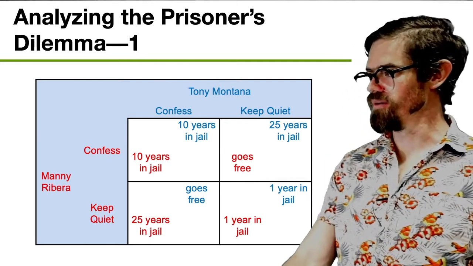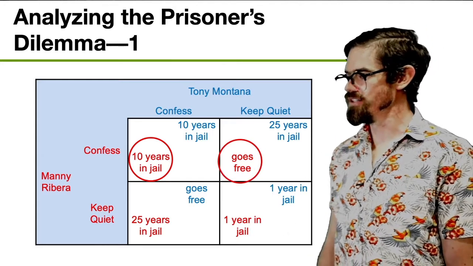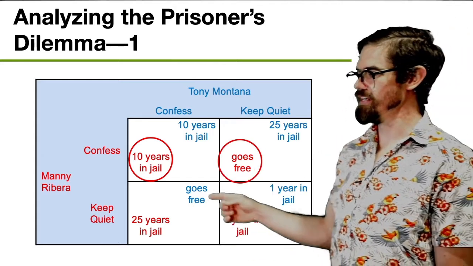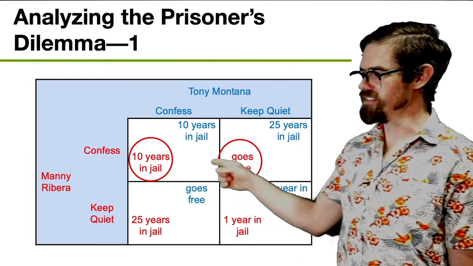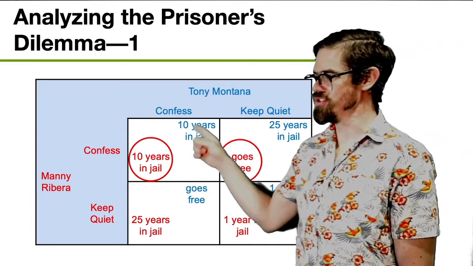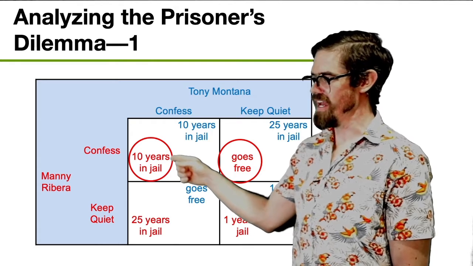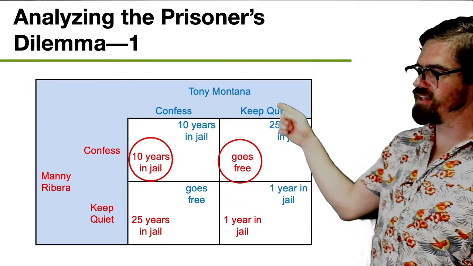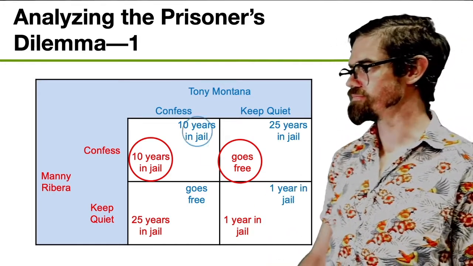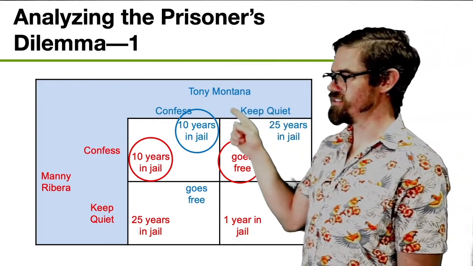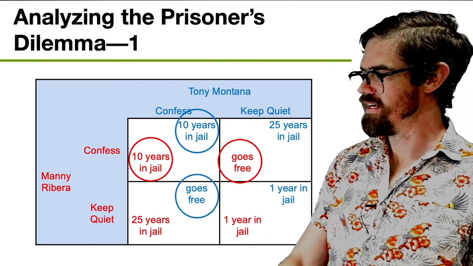All right, so let's get back to our prisoner's dilemma. Here we've got Manny. Now, if he chooses to confess, his sentence will depend on what Tony chooses. So if Tony chooses confess as well, Manny ends up with 10 years in jail. But if Tony keeps quiet, Manny goes free. Now, if Tony confesses and Manny confesses, same thing. And there you go, right?